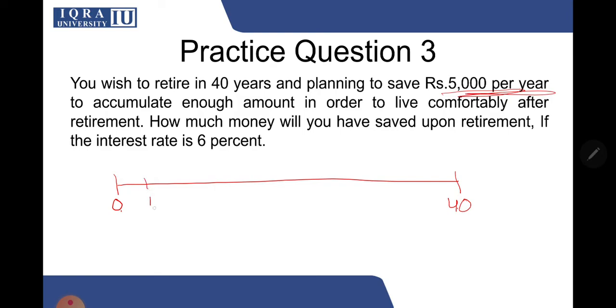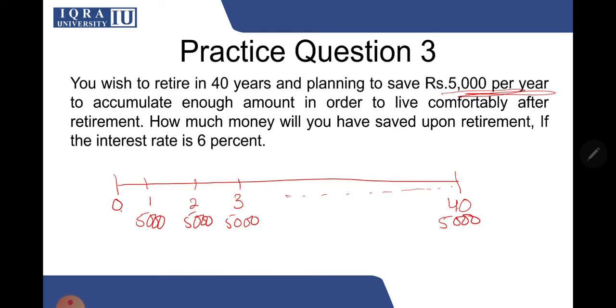So at the end of first year you will be saving 5,000, second year also 5,000, third year 5,000, and so on. You will keep on saving till you are 40 years old. I hope this much is clear. I'm going to repeat it once again.